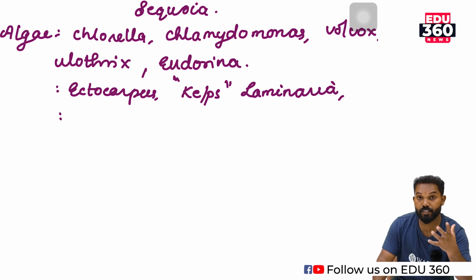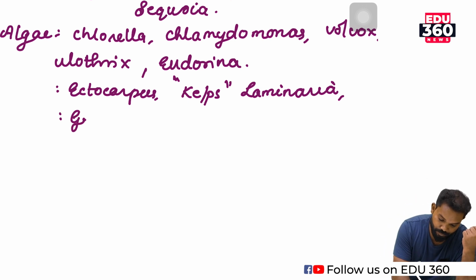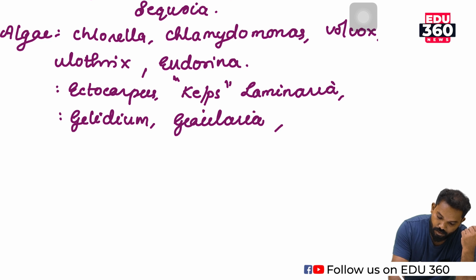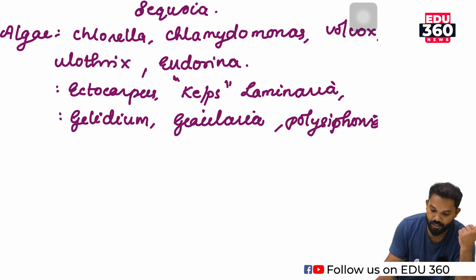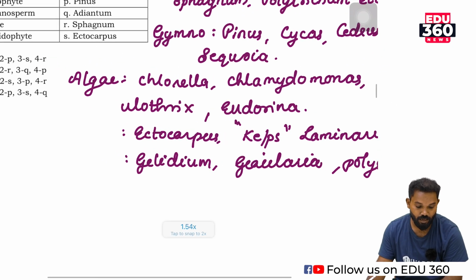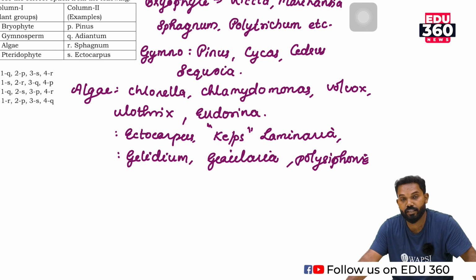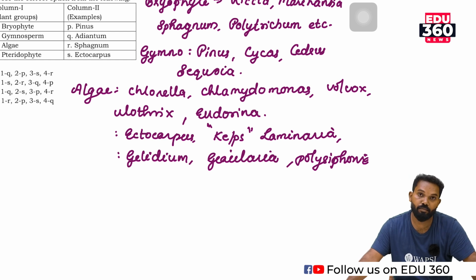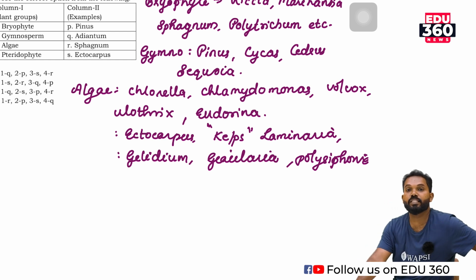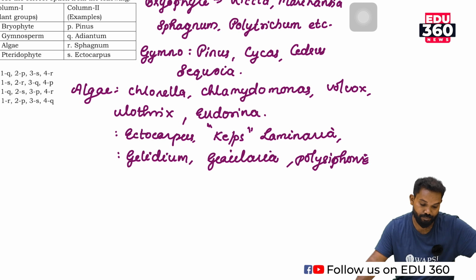Some of the algae come under red algae. They are Gelidium, Gracilaria, then Polysiphonia, etc. They come under red algae. Floridean starch is the reserve food material, and phycoerythrin is the major pigment. Because of the presence of phycoerythrin, they appear red in color.